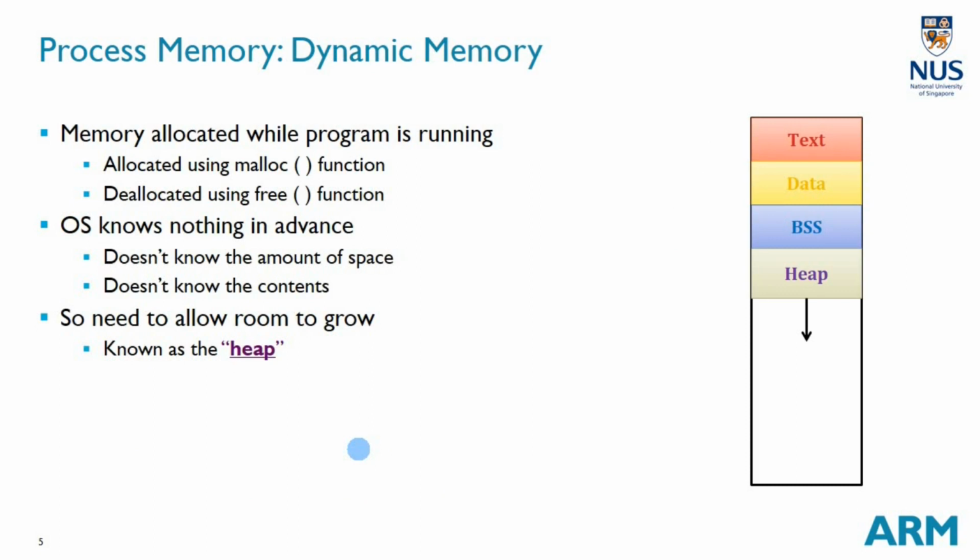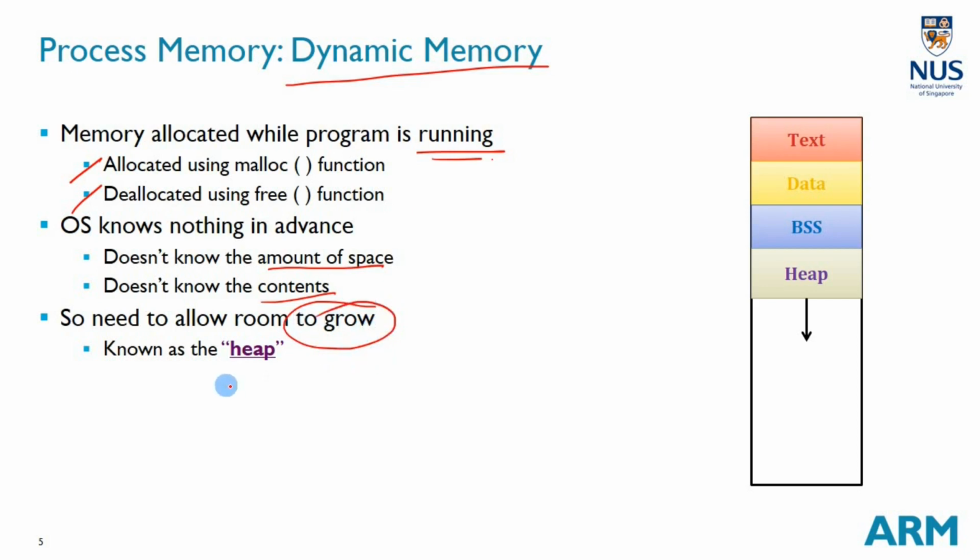Then of course, while the program is running, you may need some dynamic memory, so memory that is allocated while the program is running. I think most of us have used such techniques before in our C program, and basically what you use is malloc and free. Malloc is to allocate the memory that you want, and free is to free it up once you've used it. And of course the important thing about this is the OS does not have any idea of the amount of space that you need or the contents that are going to be inside this. So it needs to be allocated to some portion of memory that has some room to grow. So it must be able to grow.